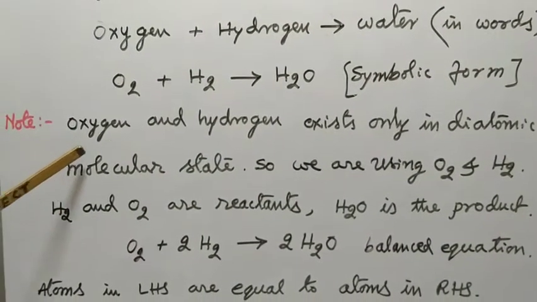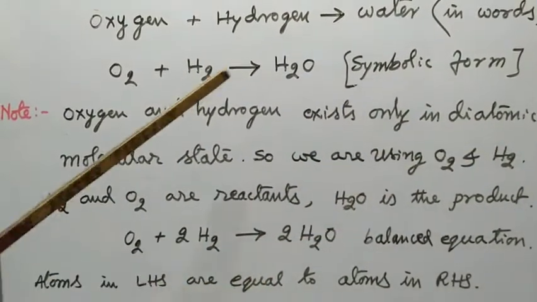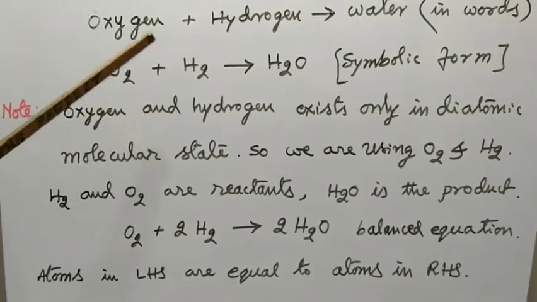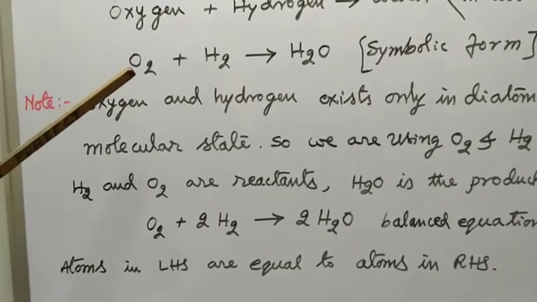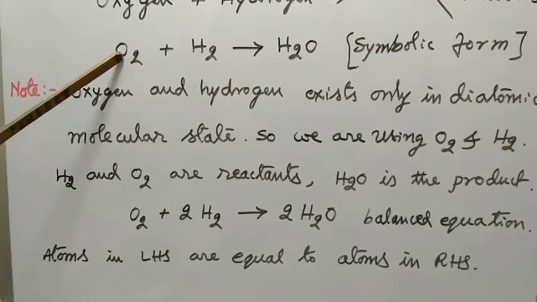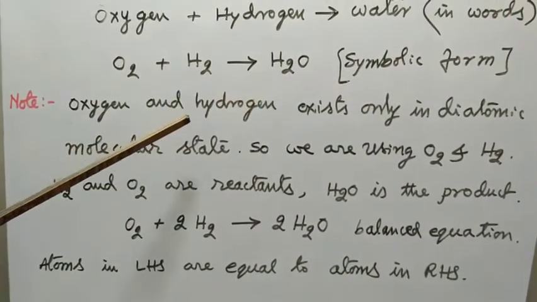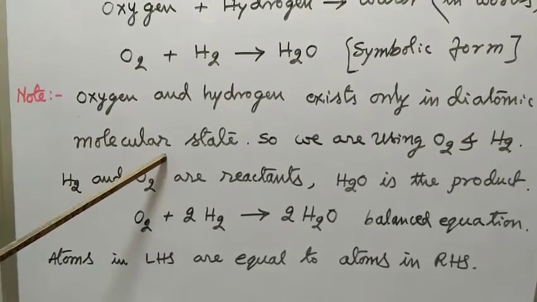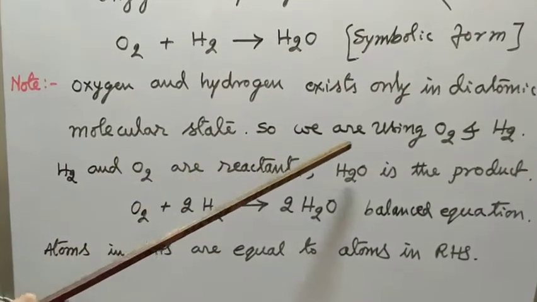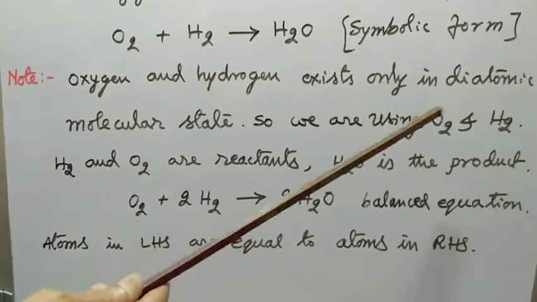Dear students, note that oxygen and hydrogen exist only in diatomic form. That's why we took O2 instead of taking one O and one H. We are not taking them because they do not exist in atomic form. That means they are available only in molecular form. O2 is a molecule, H2 is also a molecule. So we are using oxygen and hydrogen as O2 and H2.